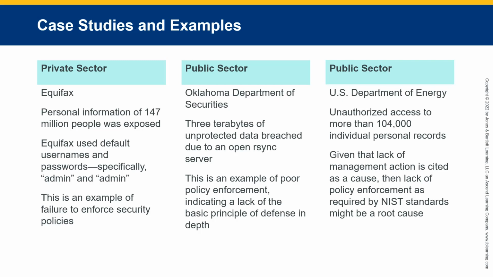Next is public sector. Oklahoma Department of Securities, for example, had 3 terabytes of unprotected data breached due to an open rsync server. This is an example of poor policy enforcement, indicating a lack of the basic principle of defense in depth. Then you have public sector. U.S. Department of Energy, unauthorized access to 104,000 individual personal records. Given that lack of management action is cited as a cause, then lack of policy enforcement as required by NIST standards might be a root cause.